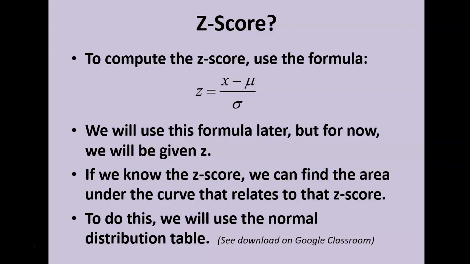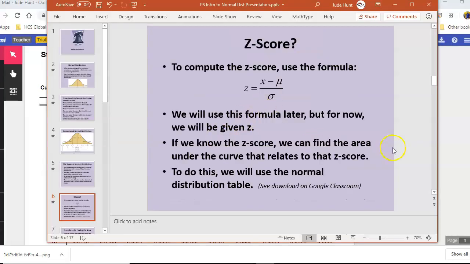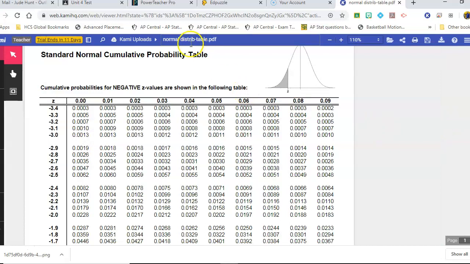So what we're going to do is we're going to use this normal distribution table. If you look at the assignments that I included this week, or the list that I gave you in your Google Classroom, you will find a file on that Google Classroom entry that I gave you this morning that includes the normal distribution table. And I'll show you what that looks like here. It's labeled normal distribution table. It's a PDF, and it's going to look something like this.